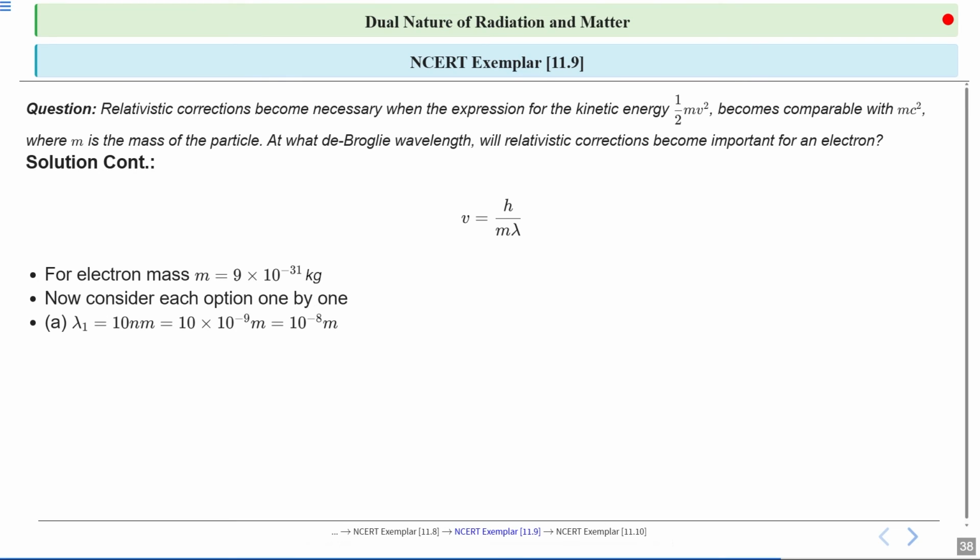So let's start with option A. Lambda 1 is equal to 10 nanometers, converting to meters, that's 10 into 10 to the power minus 9 meter, which is equal to 10 to the power minus 8 meters. So let's substitute the values into our velocity formula. So v1 equal to 6.6 into 10 to the power minus 34 upon 9 into 10 to the power minus 31 multiplied by 10 to the power minus 8. So v1 is equal to 2.2 upon 3 into 10 to the power 5, which is nearly equal to 10 to the power 5 meter per second.